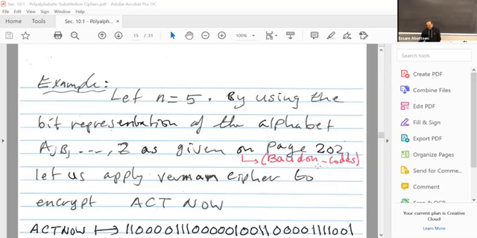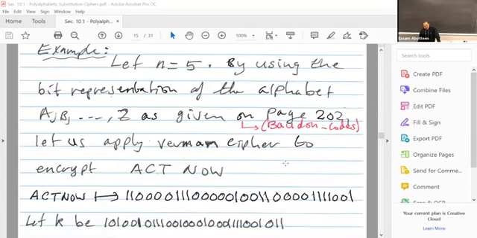And so each letter is coded with a binary code of length 5, that consists of 5 digits of zeros and 1. This example is actually taken from the textbook. The message that we want to encrypt is act now.